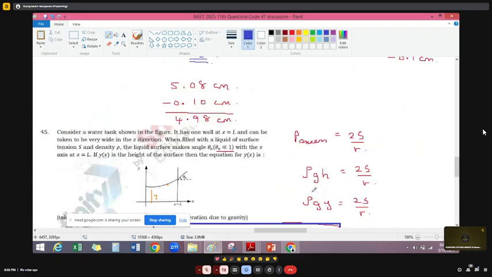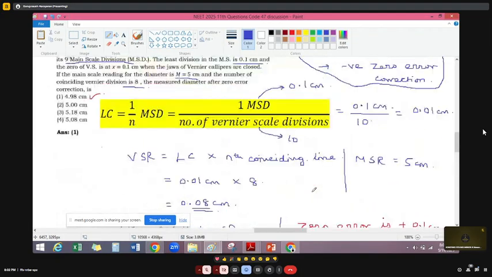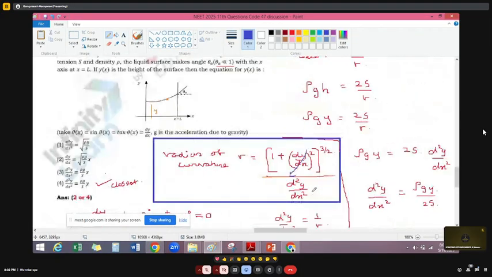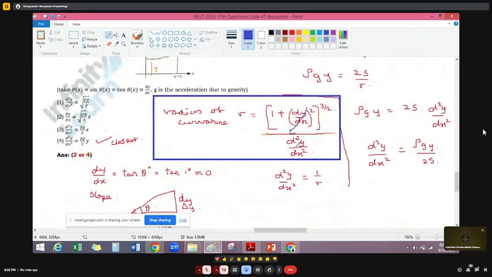So as I said, some problems are direct formula substitutions, right? Some problems like this, they have asked are kind of difficult. Only if you know the mathematics behind it, you can do this.